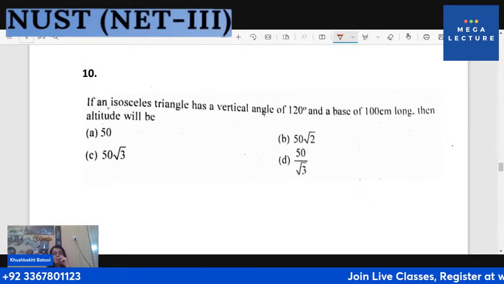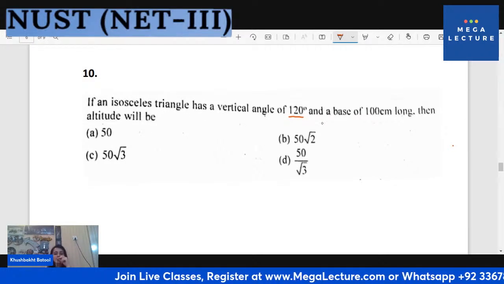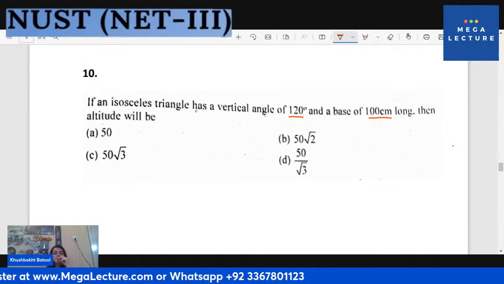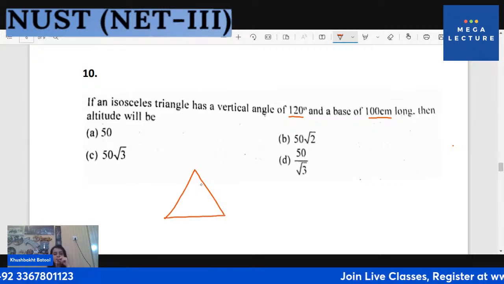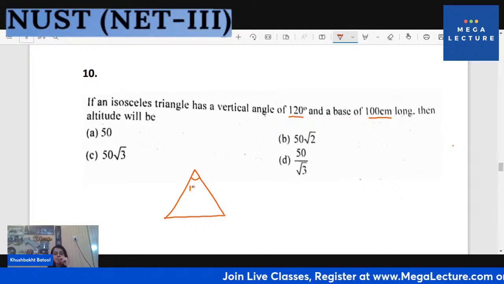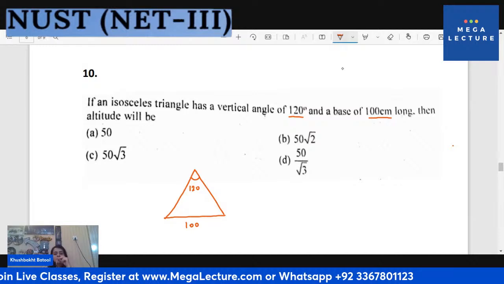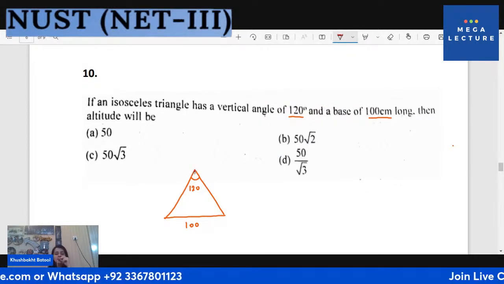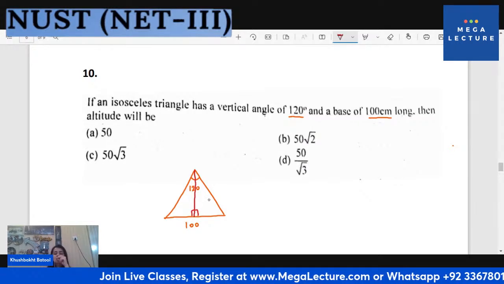Okay. If an isosceles triangle has a vertical angle of 120 degrees and a base of 100 centimeters long, then altitude will be. This is your isosceles triangle, and this vertical angle is 120, and this base is 100 centimeters long. You need to find the altitude. So for this, we need to use this concept. If I bisect this angle, this side would also be bisected, and if the side is bisected, that would be a perpendicular bisector, and the angle would be 90 degrees.